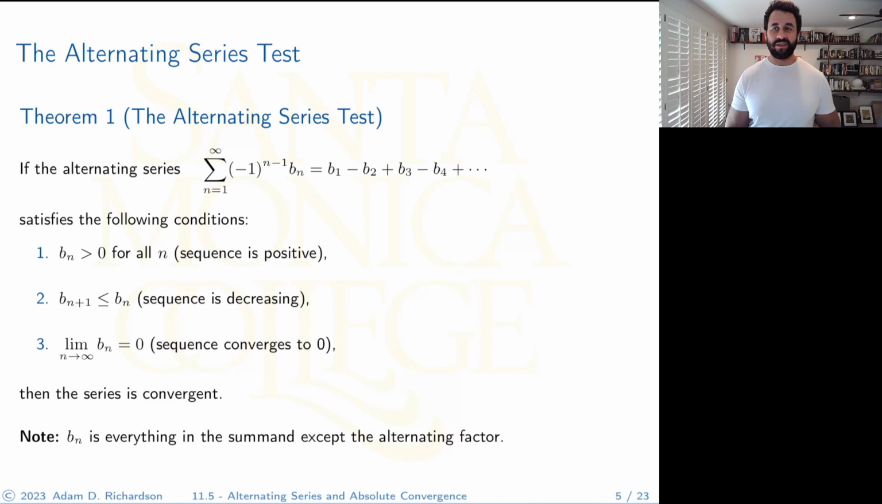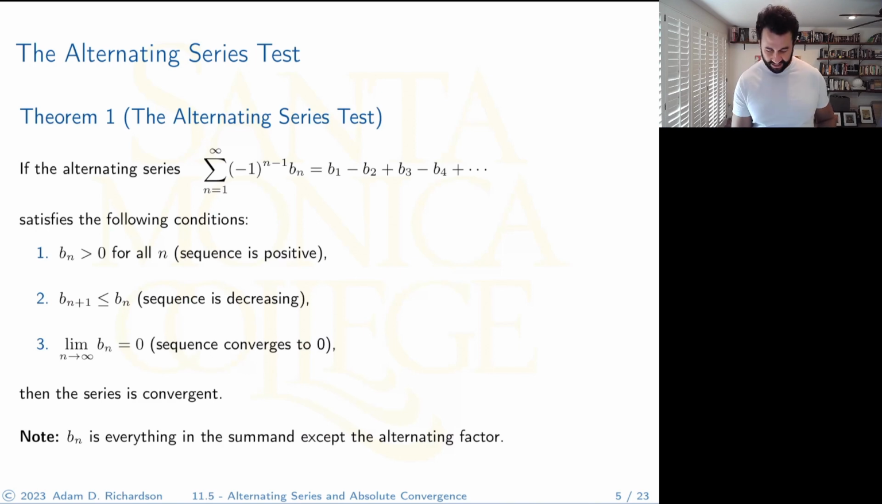b sub n is just everything in the summand except the alternating factor. So if you look up here, you've got an alternating factor times b sub n. When you're looking at an alternating series, you can push the alternating factor to the side and look at the rest of the summand. We need the rest of the summand to be positive for all n sufficiently large. We need the sequence of b sub n's to be decreasing, and we need the limit of the b sub n's to be 0. If you have all three of these conditions, then your alternating series has to be convergent.